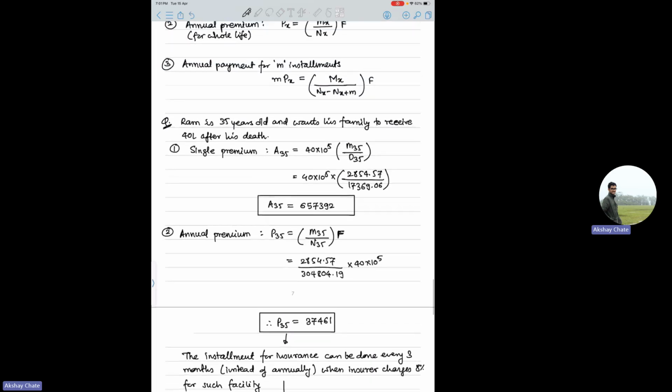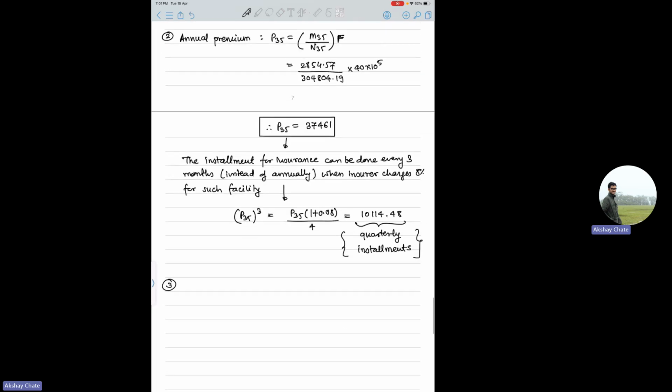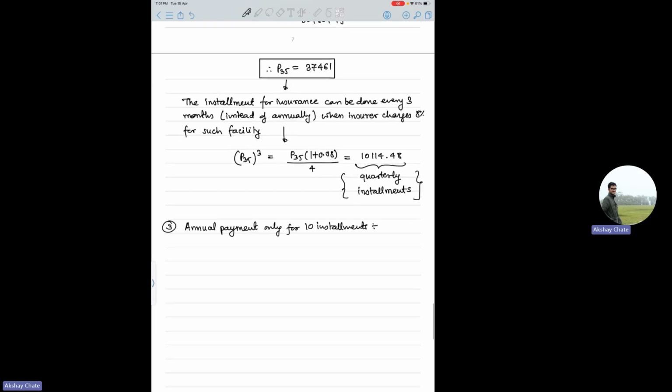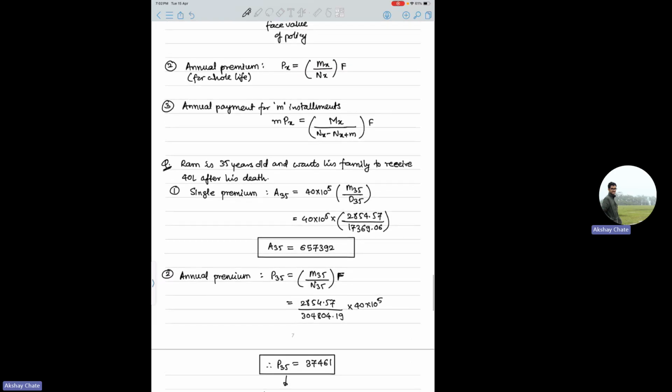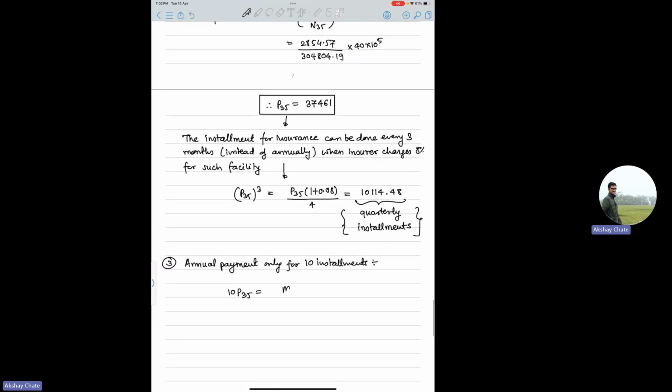But third case could be you don't want to pay it for whole life. Let's say you want to do this annual payment only for 10 installments. So you don't want to keep on doing this whole time. You just want to finish this in 10 installments. So that will be 10P35, and the formula says that it will be Mx by Nx minus Nx plus m into F.